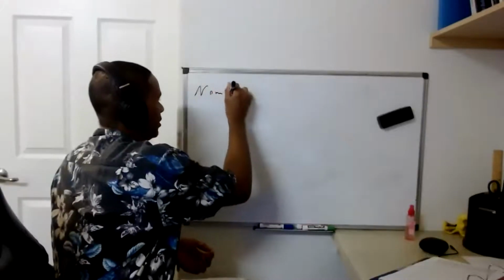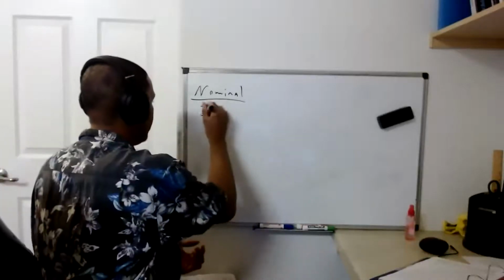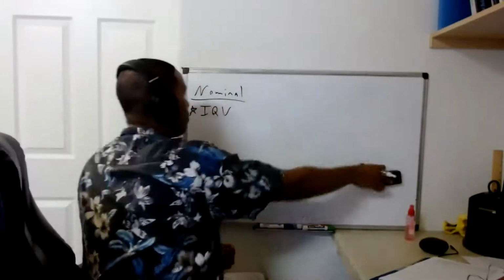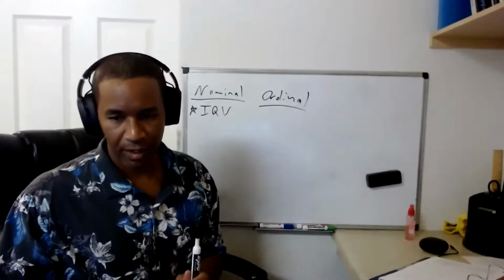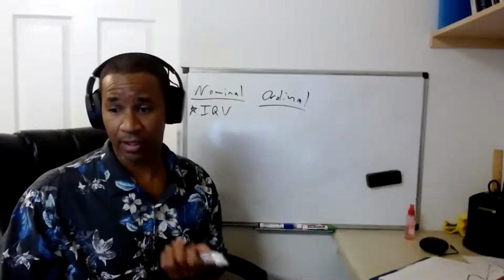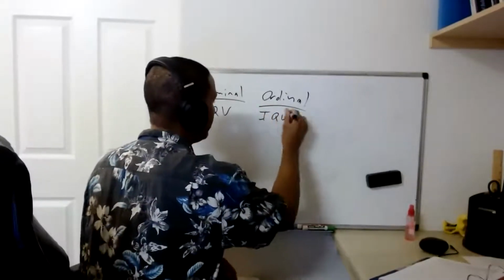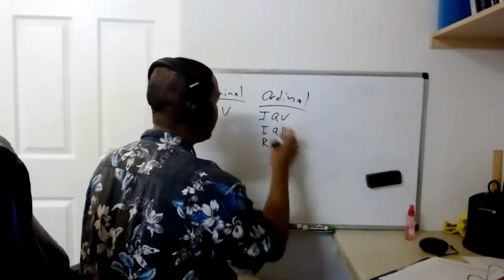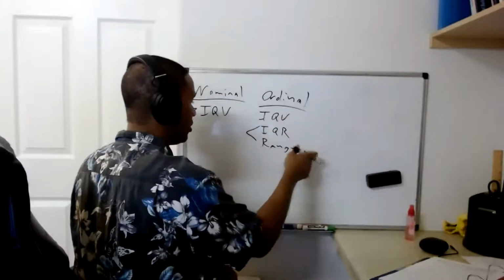So having said that, let's just say that you have nominal level data. Kind of like the measure of central tendency, there's only one that you can calculate, and that's the IQV, or the index of qualitative variation. So that's one you're going to want to calculate. Now, if you have ordinal level data, you can calculate IQV, you can calculate the interquartile range or the IQR, and then you can also calculate range. However, which one's the best? So you can calculate this, IQV, IQR, and then range.